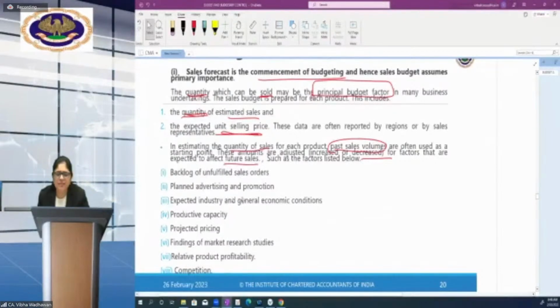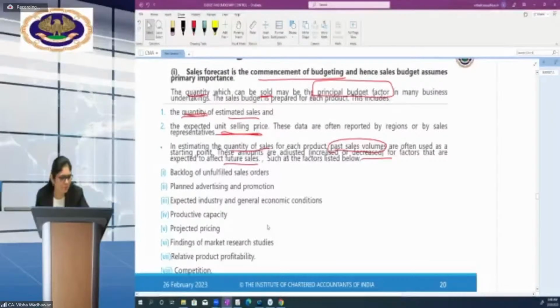Planned advertising and promotion, expected general economic conditions, productive capacity. If we are increasing our productive capacity for the next year, sales are going to increase. Projected pricing, market research, product profitability, competition. So there are many factors which can influence the future projection of the sales. And yes, the base is the past year's sales or the past many years' sales.